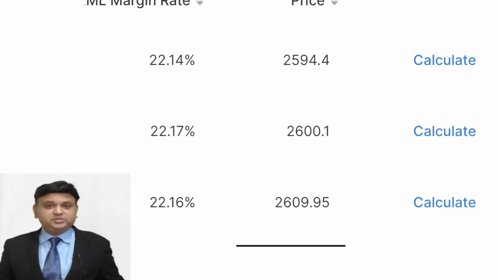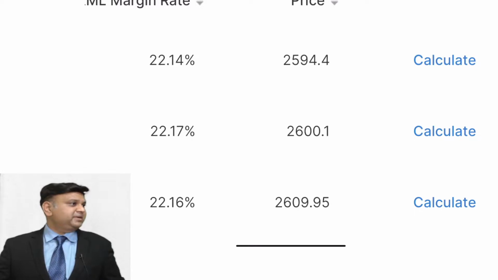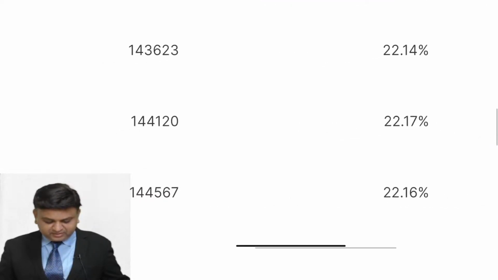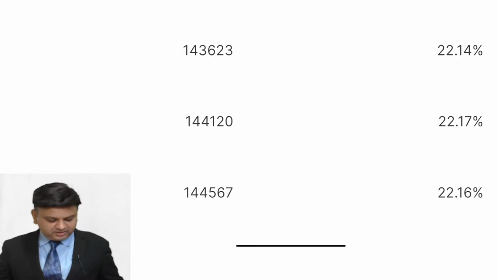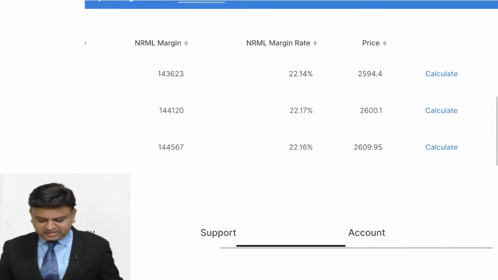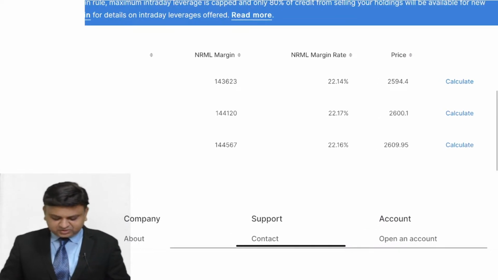You can see that the futures price for the November is 2594. So I request you to use calculator along with me. 2594.40 is the price of one share into 250. So that comes to 6,48,600. And you can see that the amount of the margin is 143,623. So use your calculator, 1,43,623 upon 6,48,600 into 100, that comes to 22.14%.